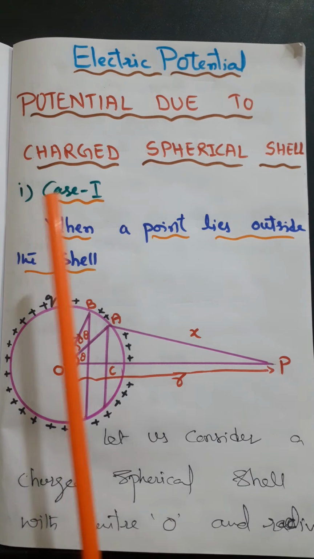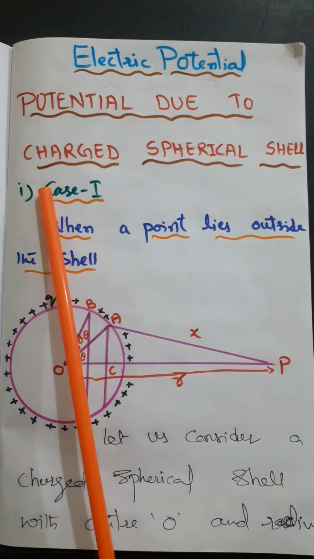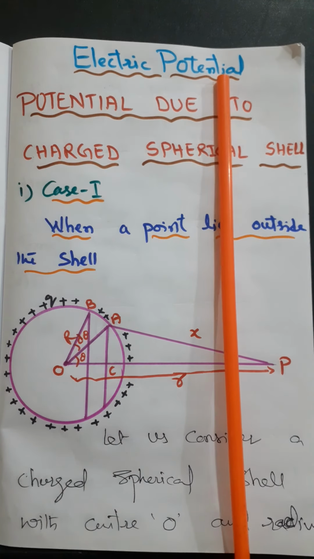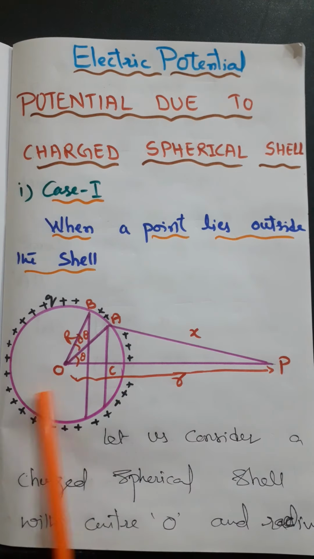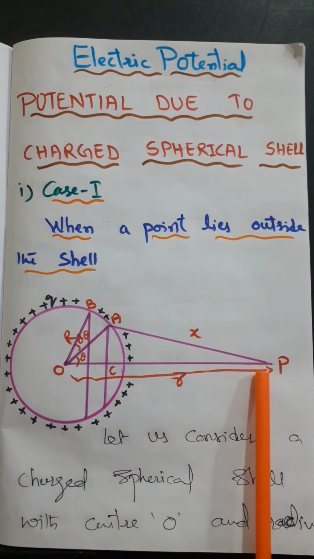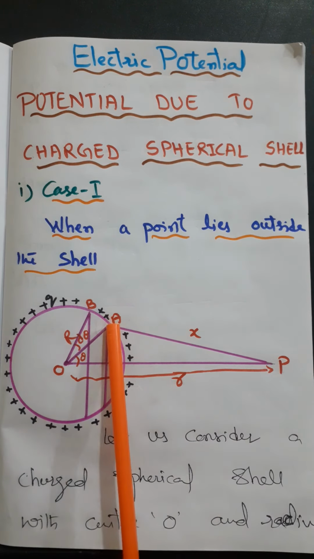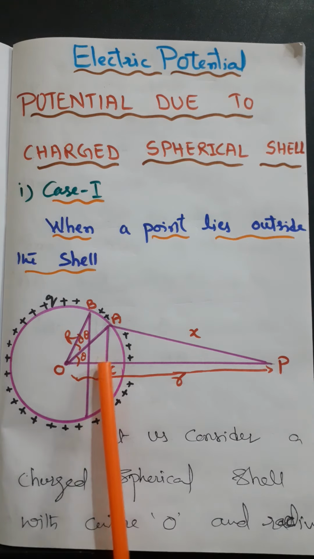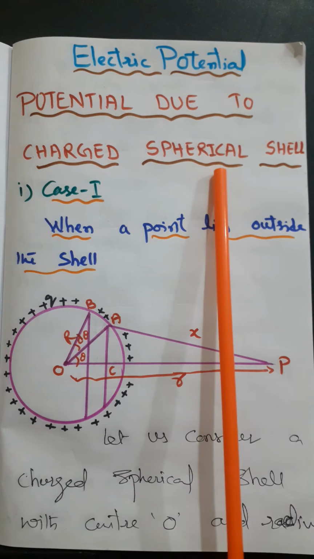Good morning. Today I am going to explain the potential due to a charged spherical shell. This is one of the important topics in electric potential. Here we have to consider three situations: when the point lies outside the shell, when the point lies on the shell, and when the point lies inside the shell. In each case, what will be the potential due to the charged spherical shell?